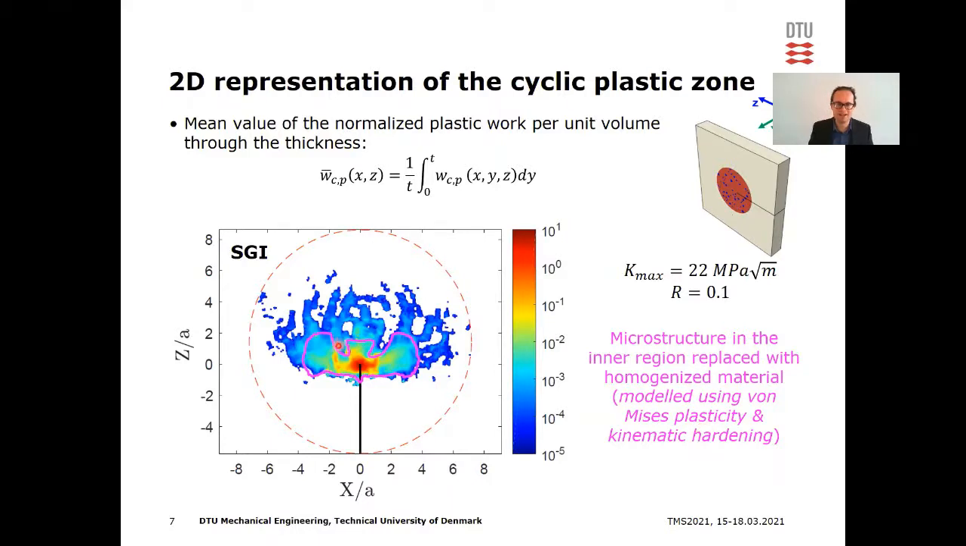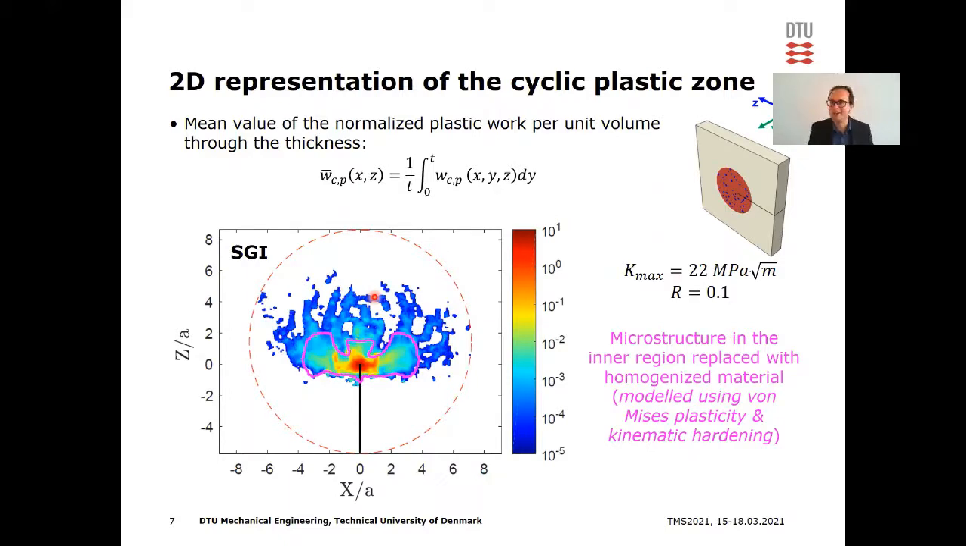So what can be seen here is that this magenta line that represents the boundary of the plastic zone predicted according to the homogenized model is actually much smaller compared to the size of the plastic zone that we predict using the fully resolved microstructure model.